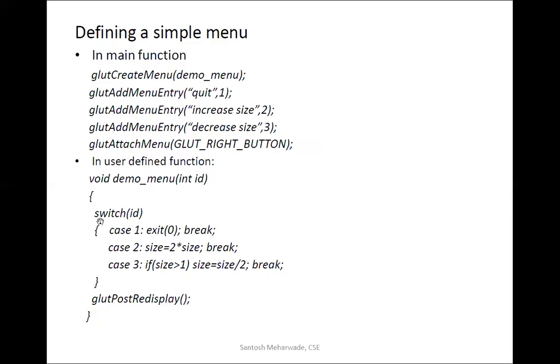In that, we are going to use a switch on the ID. If it is case 1, then exit, and it will come out. The next one, case 2, is where we increase the size: size equals 2 times size. Then case 3: if our size is greater than 1, then we reduce it by half. Finally, we call the display function again, that is glutPostRedisplay, or simply the display function.